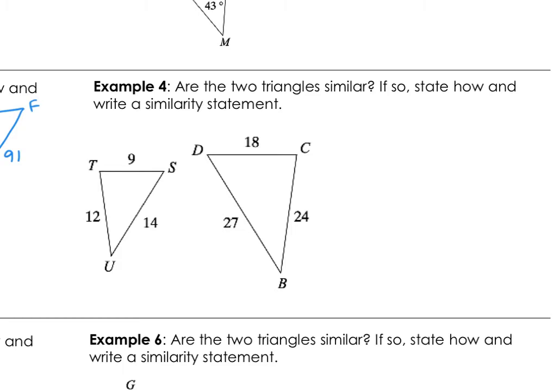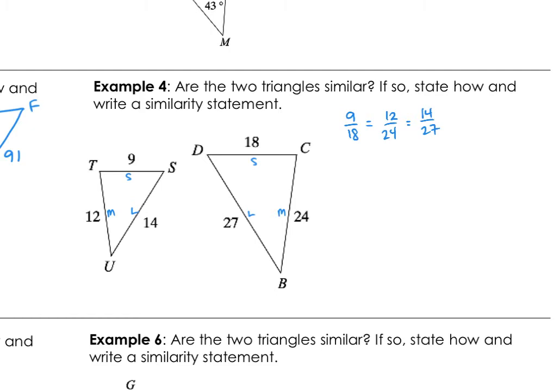So just like we've been doing, we're going to match up our small, medium, large. So looking at the smaller triangle, 9 is small, 12 is medium, 14 is large, and in the bigger triangle, 18 is small, 24 is medium, and 27 is large. It is very important that you do this correctly. Otherwise, there is a possibility you're going to get a wrong answer. Okay, so once I label my sides small, medium, large, we're just going to go ahead and match them up. So 9 and 18 go together. 12 and 24 go together. And then 14 and 27 go together.